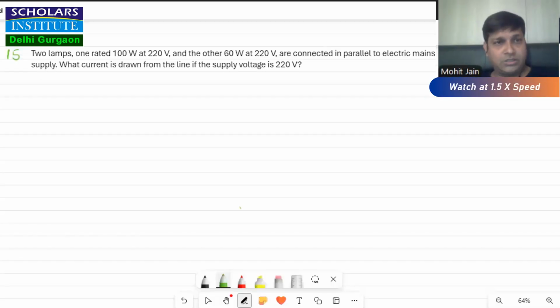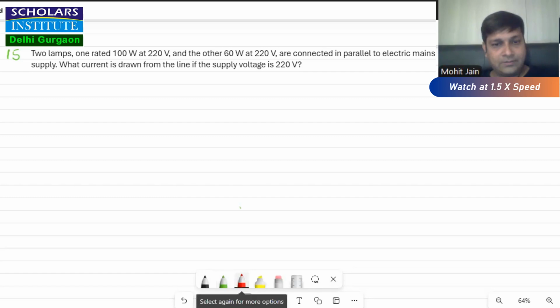Okay, so the question is: two lamps, one rated 100 watt at 220 volt and the other 60 watt at 220 volt, are connected in parallel to electric main supply. What current is drawn from the line if the supply voltage is 220 volts? So let us draw the circuit for this first.